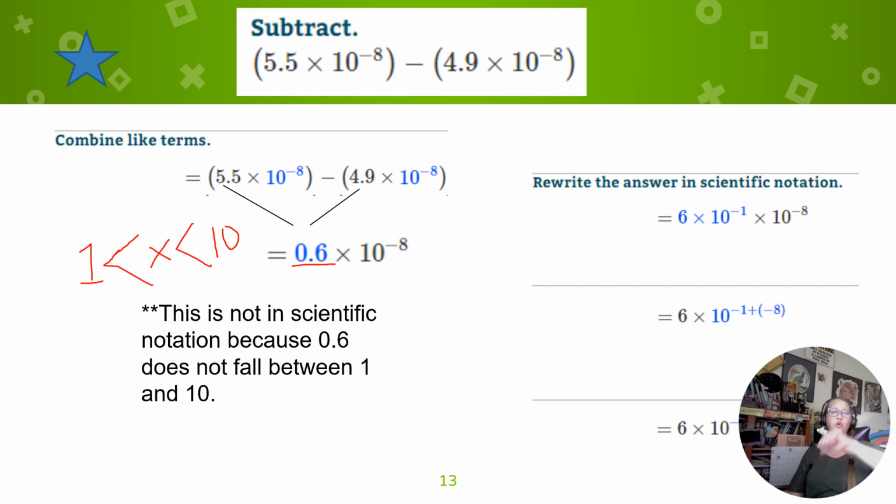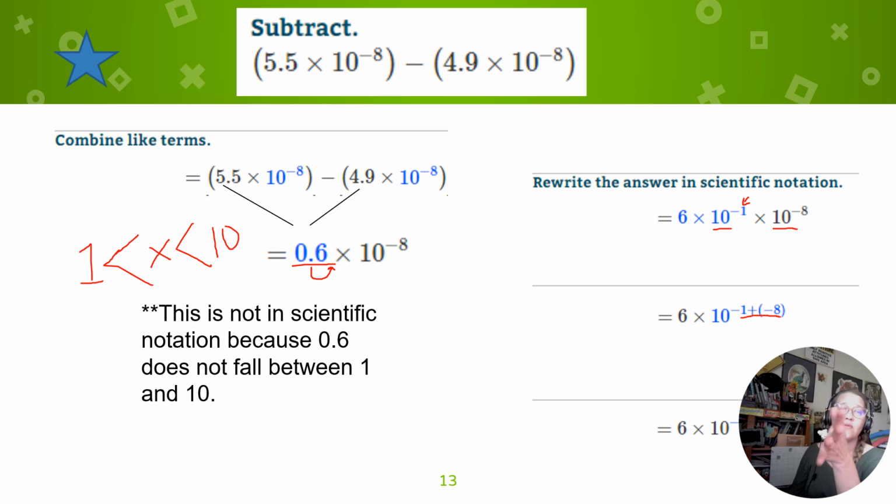It's no good. So we need to do the opposite of what we did for the addition. We need to figure out what to do to this number to make it between 1 and 10, and that's going to be moving the decimal one place to the right. When we move it one place to the right, that's going to be a negative 1. So now we need to multiply this whole thing by 10 to the negative 1. When we multiply same base exponents, we add their exponents.